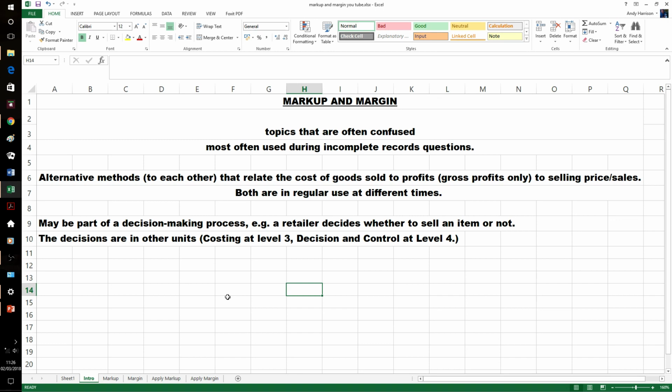They may be part of a decision making process, so for instance a retailer decides whether to sell an item or not, having worked out the margin. Decisions come up in other units, not the financial accounts prep unit.